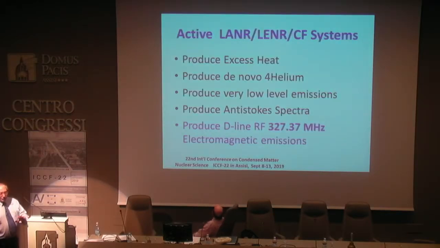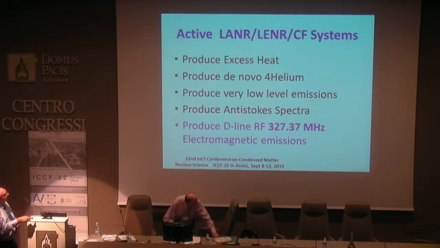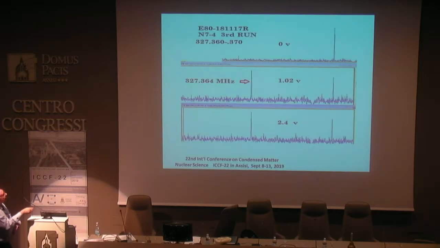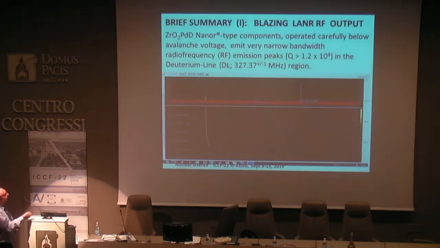So I'm going to just review a few of the slides from last time. Cold fusion systems have excess heat, nuclear-level helium, low-level emissions. We've shown anti-Stokes spectra, and now we see deuterium line emission as well. And here is one of them that I showed you, and what I will show you shortly is that by increasing the applied electric potential, these separate into sidebands. And the sidebands may be revealing structure.